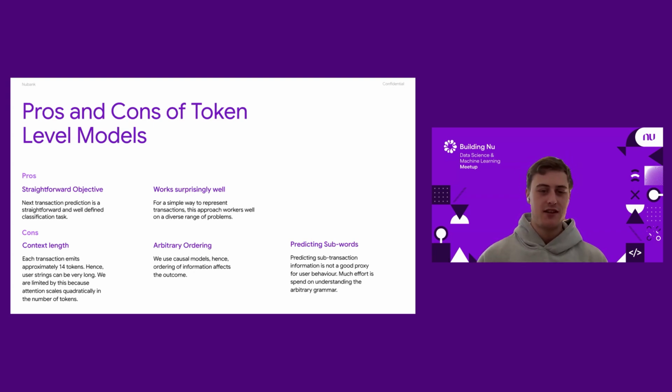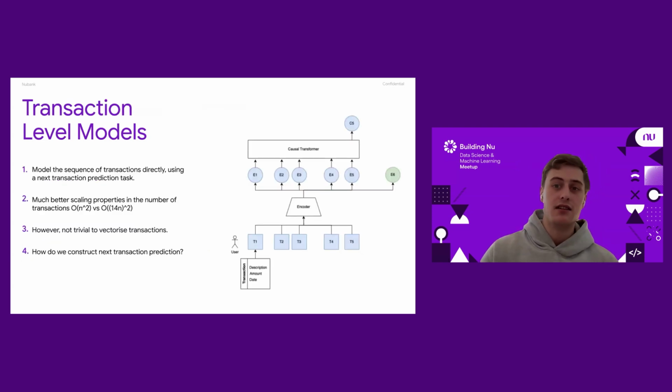But now we're in the situation where we're predicting subwords, these tokens, and not quite at the transaction level. So what would we ideally like to do? The general idea is that we can represent each transaction as a single embedding in our sequence. This removes the problem where we have multiple tokens per transaction.